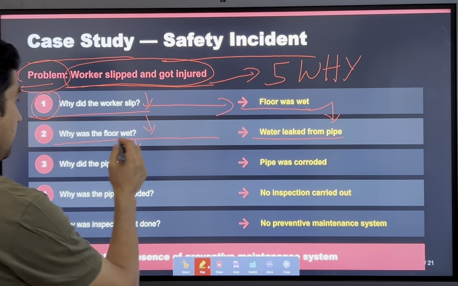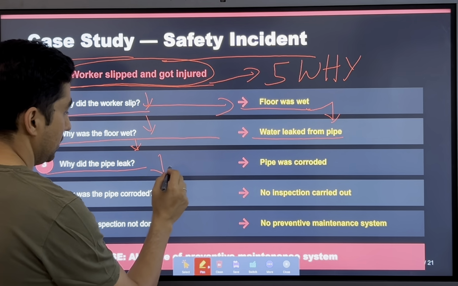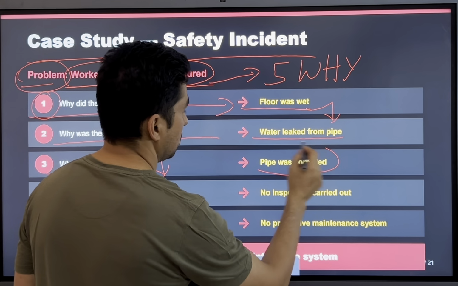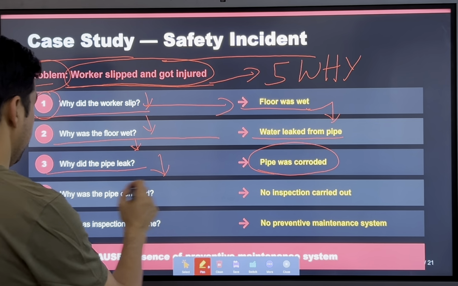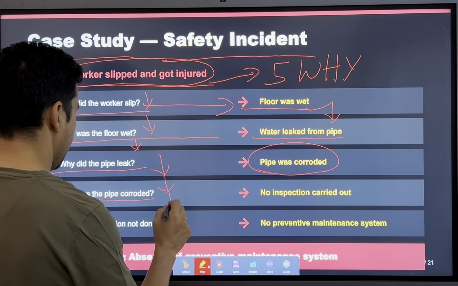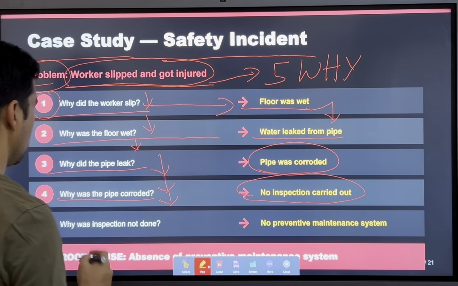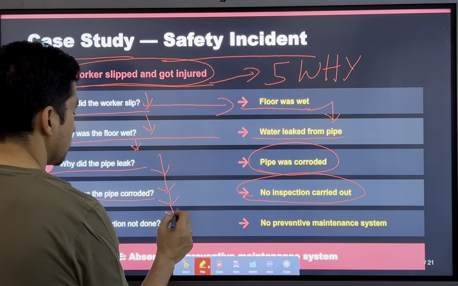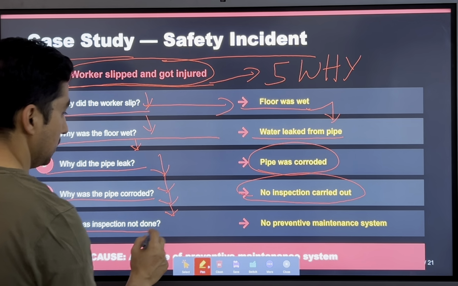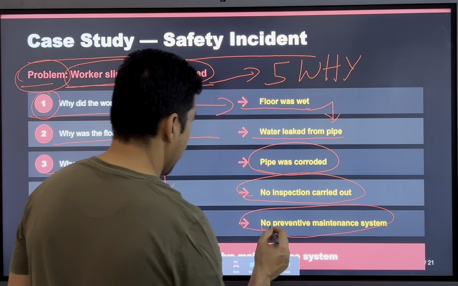Third why. Why was the pipe leaking? Because the pipe was corroded. Next, fourth why. Why was the pipe corroded? Because no inspection was carried out. That's why the pipe was corroded. Why was no inspection carried out? Because there was no preventive maintenance system.